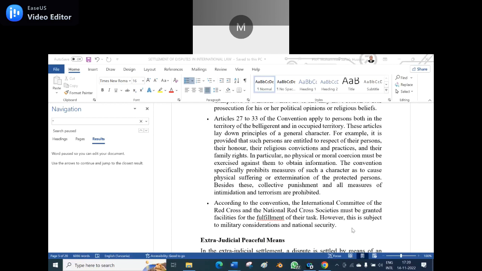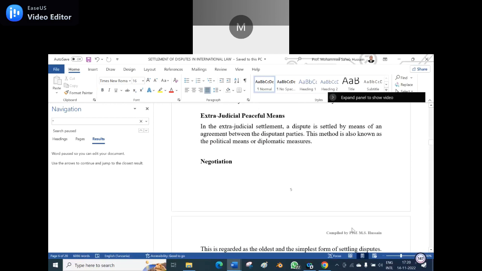However, this is subject to military considerations and national security. If there is a war going on over there and bombing is happening, they will not allow any persons to go into that area. But they will help the injured persons, do medical aid, and supply goods so that they reach their destination, the belligerents in the respective country. So depending upon that, it can be done.